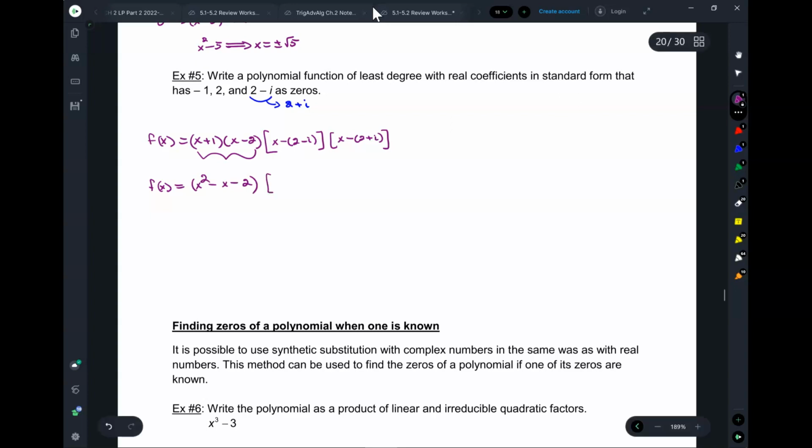Oh, you know what? I am going to distribute this. Okay, so here's what you have to do. You have to distribute this negative. So now you get (x minus 2 plus i)(x minus 2 minus i).